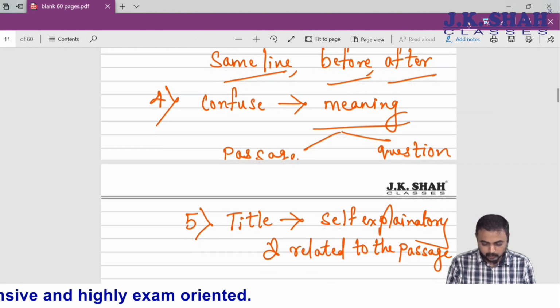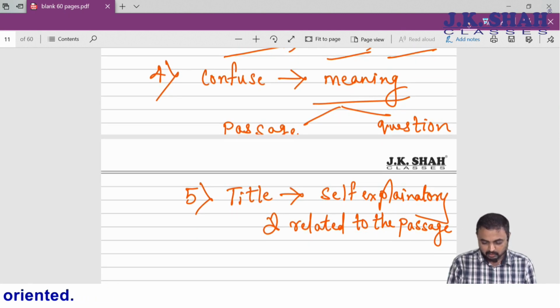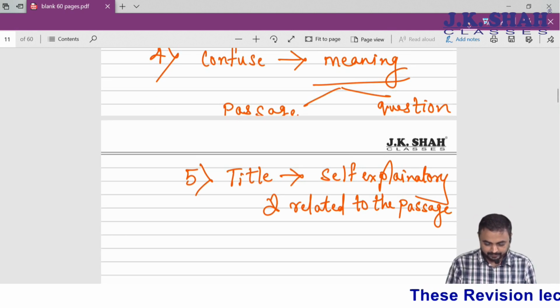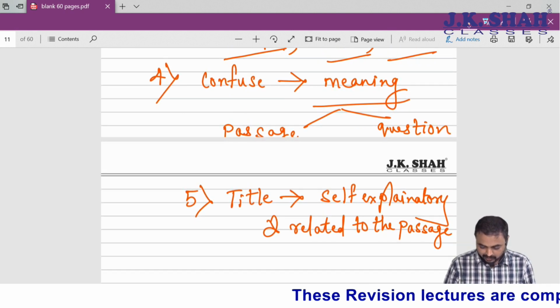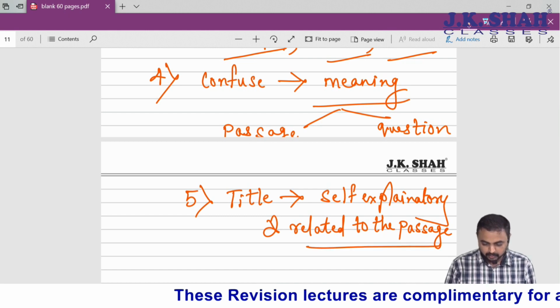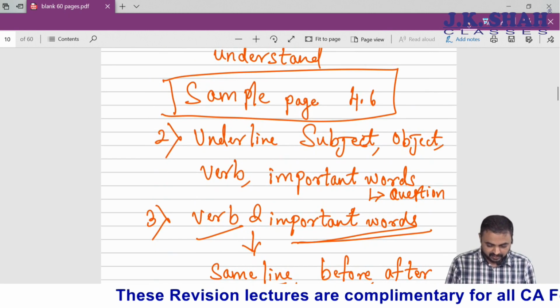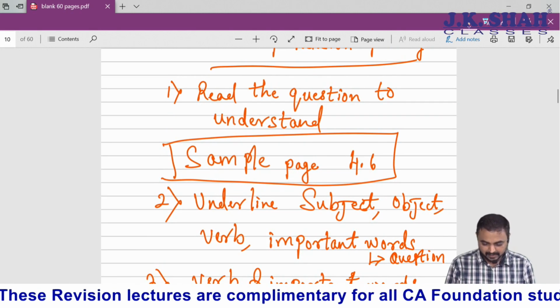To confuse you in a particular question, they can take the help of a meaning. What I mean to say is, in the question, they may use a different word than the actual word given in the passage, but it can be a synonym of the given word. Fifth one, if you are asked to write the title to a given passage, see to it that the title is self-explanatory and related to the passage. So these are the 5 steps one needs to follow while solving comprehension passages.